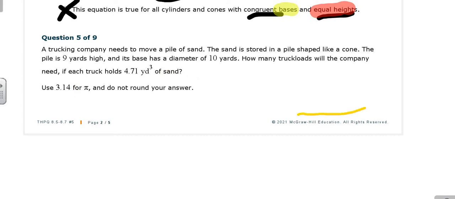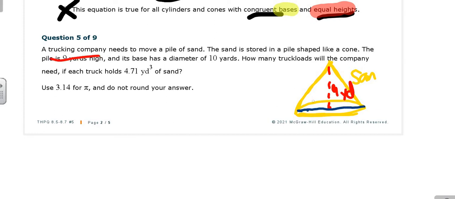Always draw a picture. So we got piles of sand, and they're assuming they're a perfect cone. Probably not, but close enough. So there's our sand. Sand is stored. It's a cone, 9 yards high. Technically, that should be dotted. So we got that. Base diameter, 10, which means our radius is 5 and 5.